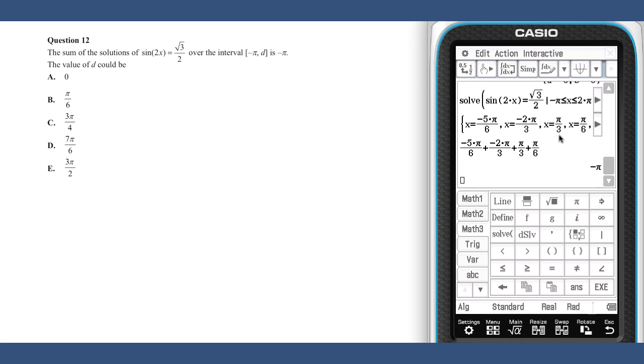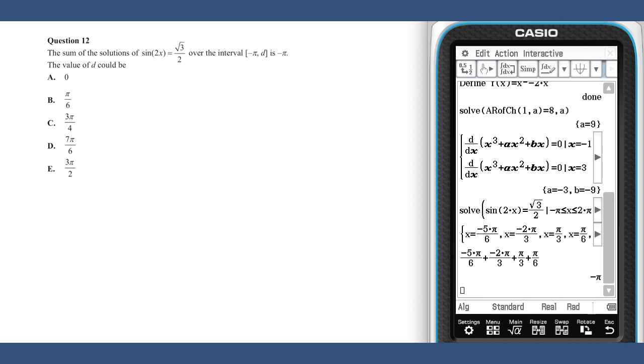So the sum of the solutions is equal to minus pi when we include x values up to and including pi on 3, but not including the next solution, 7 pi on 6. So our domain has to have a greatest value of d of less than 7 pi on 6, but greater than pi on 3. And the only possibility from the 5 options provided is option C.